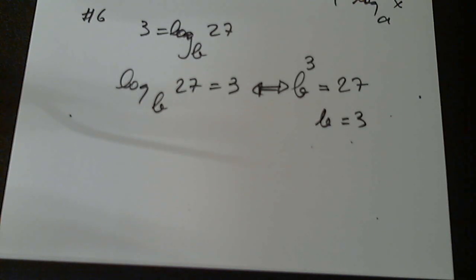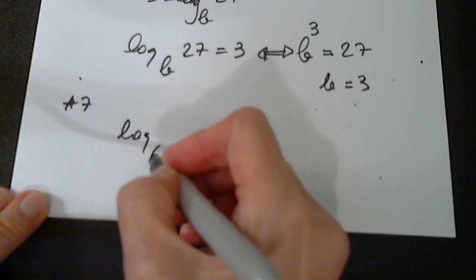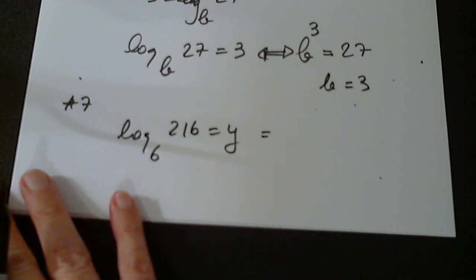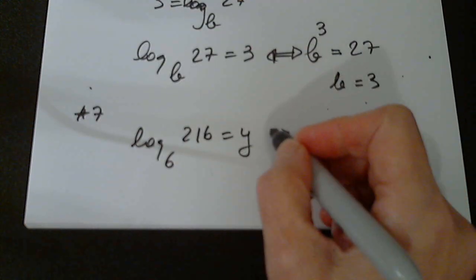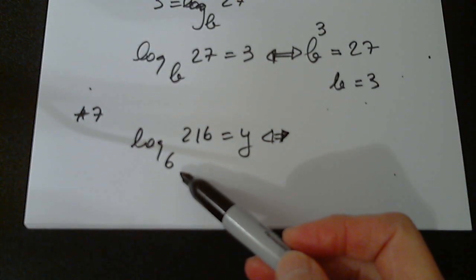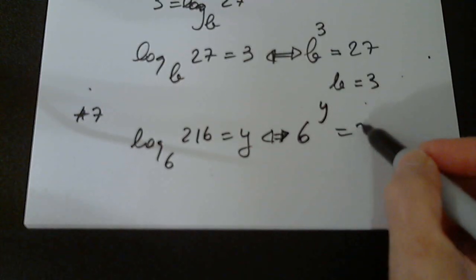Can we do number 7? Yes. There's number 7 as well. Very good. Log base 6 of 216 is y. Perfect. Let's convert it. If we can solve it, we will. So how do I convert this? 6 raised to y equals 216. Yes, indeed.